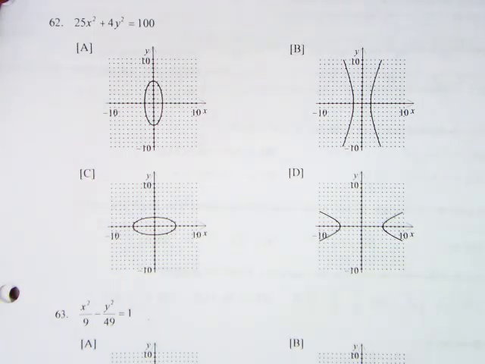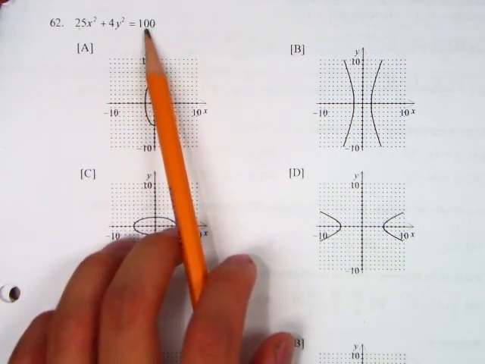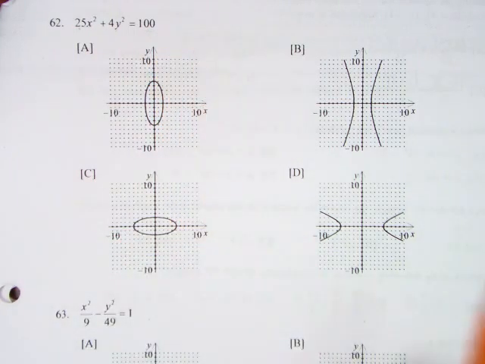Number 62 and number 63 on your practice final exam here. Identify the graph of the equation. We have here 25x squared plus 4y squared equals 100. The first thing you've got to do here is write it in standard form. We have x squared and y squared on the same side, and then we need to get this to equal 1.